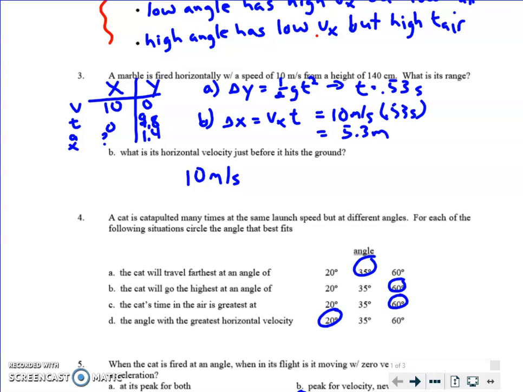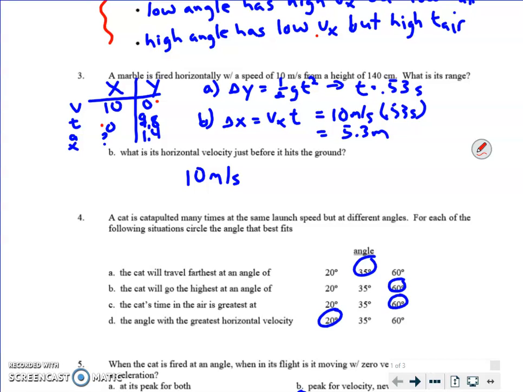Okay, next one is a calculation. I made a VTAX table. I know it's kind of hard to read because I had confined space, but basically we're firing something horizontally. So there's no vertical velocity, there's no vertical acceleration, but there is a horizontal acceleration. And our height is 1.4 meters, not 140 centimeters. You've got to convert to meters if you want to use 9.8 meters per second squared as your acceleration.